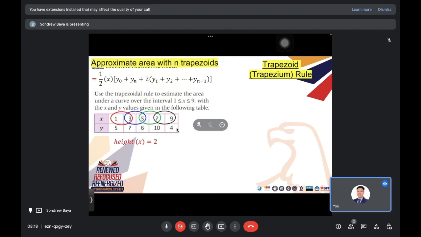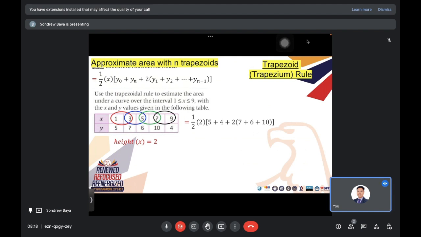So since we already know this information, we can now use our trapezium rule. So we have half of 2, which is your height, times 5, which is the first length, plus 4, which is the last length, plus 2 times the ones in between, 7, 6, and 10.